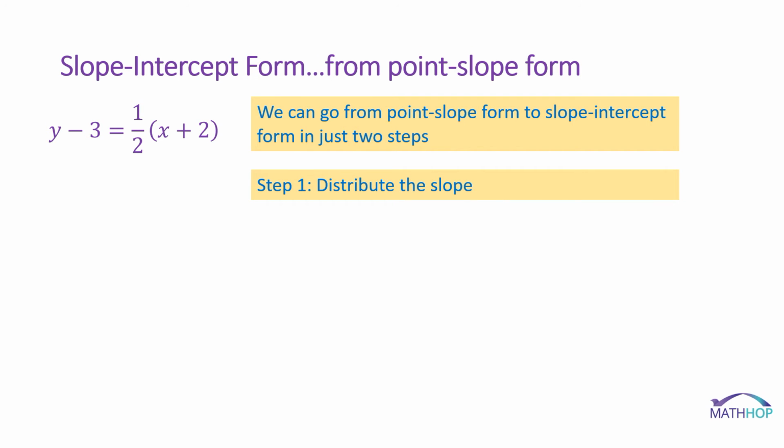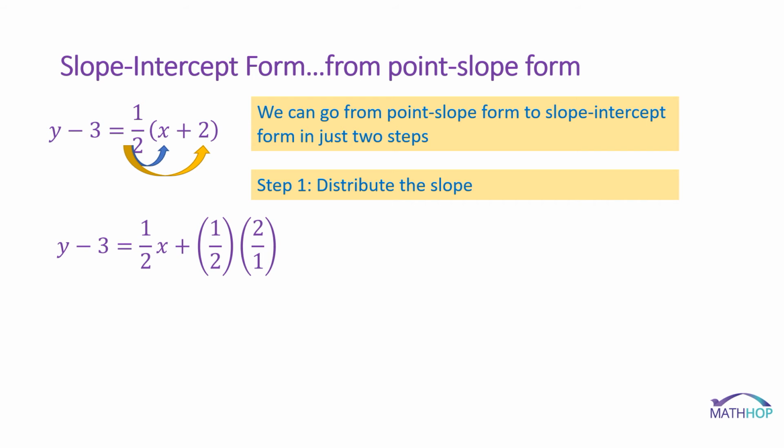First step, distribute that slope. You see this 1/2 times the quantity x plus 2. We are going to go ahead and distribute that. 1/2 times x will be 1/2 x. 1/2 times 2, well, 1/2 of 2 is 1. That's not too bad. Let's see how this looks.